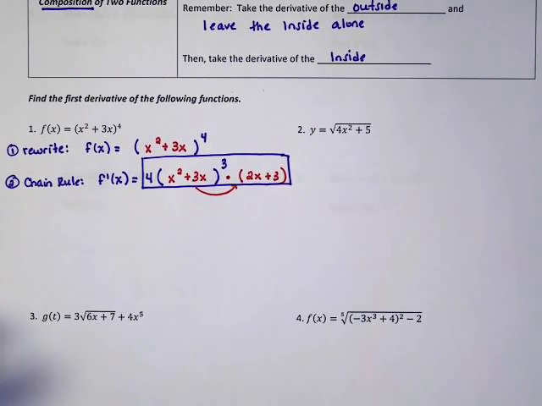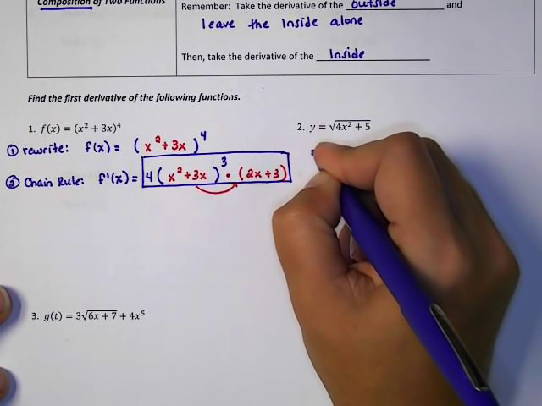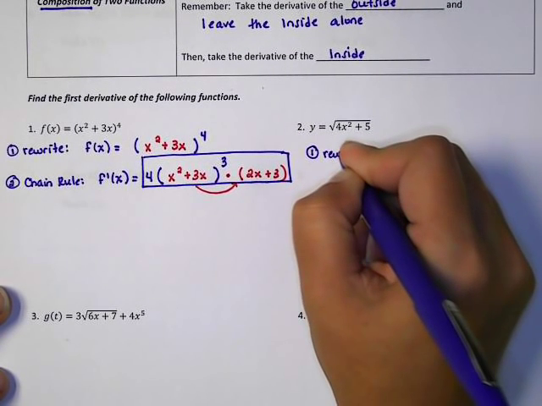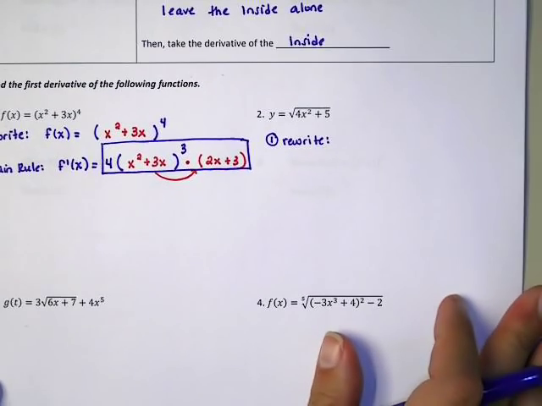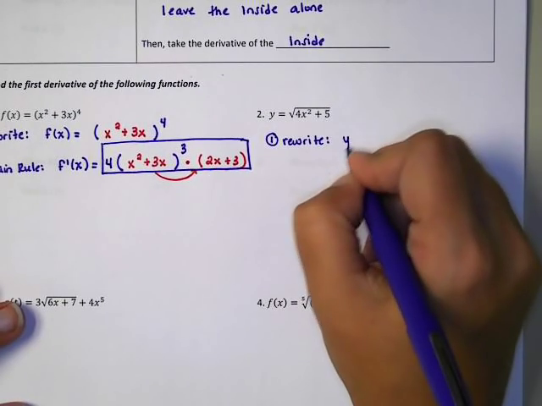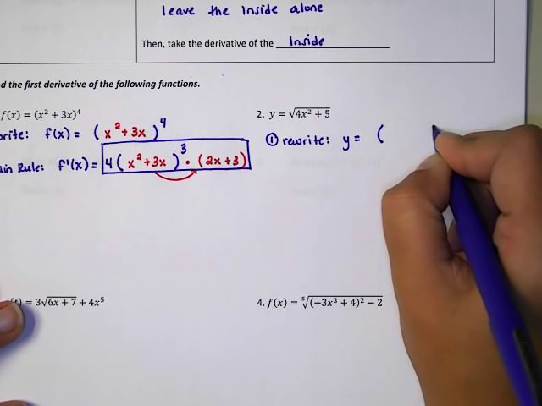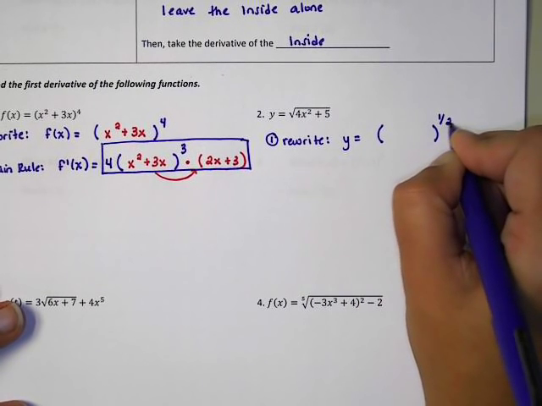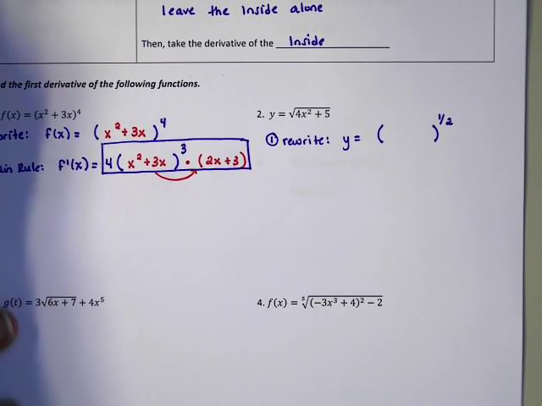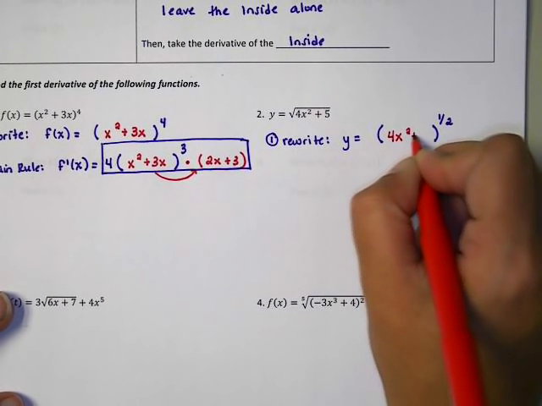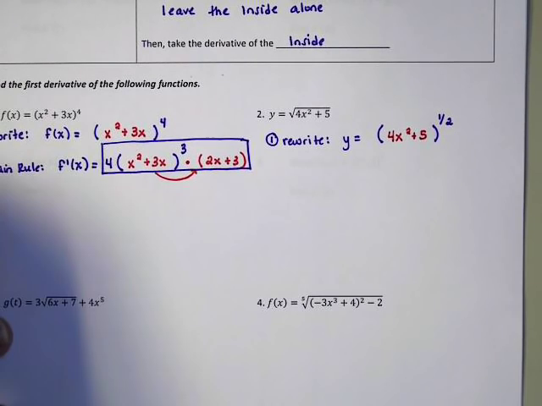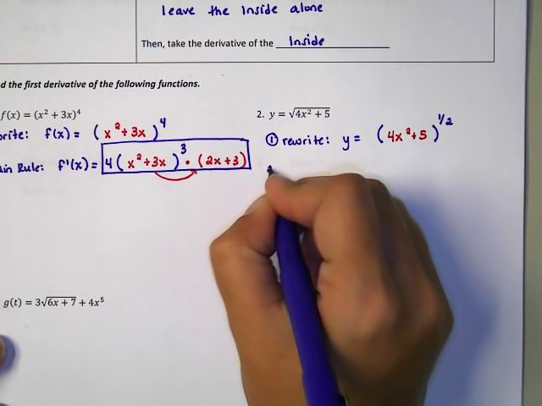Let's try this again for problem number 2. Again, I think it's going to be easier if we rewrite this so we can see all the different layers. So instead of having a square root, right away I'm just going to change that to a 1/2 power. So my outer function would be something to the 1/2 power. My inner function here would be 4x squared plus 5. Then I'm going to use the chain rule to take the derivative.